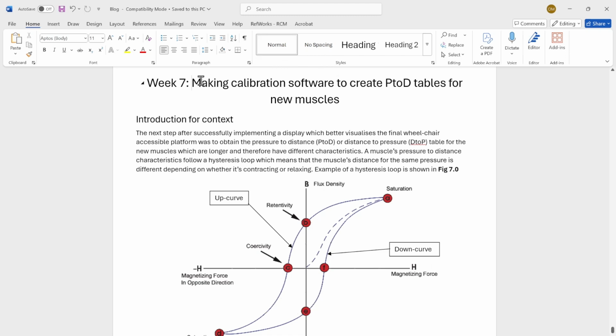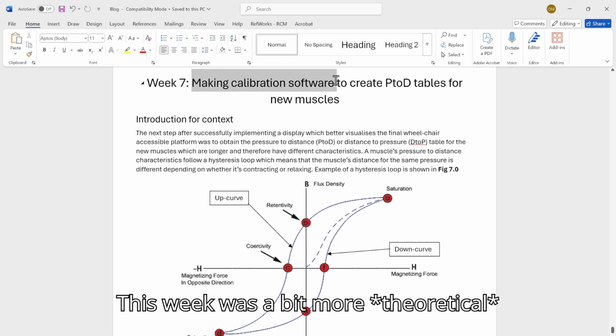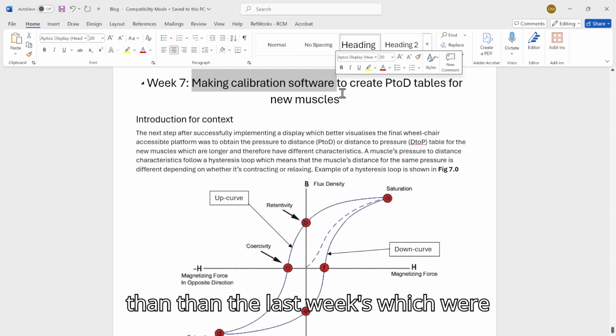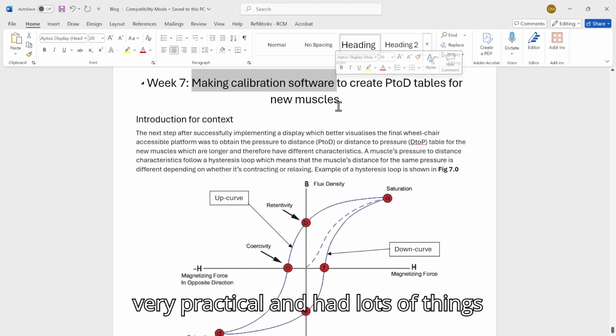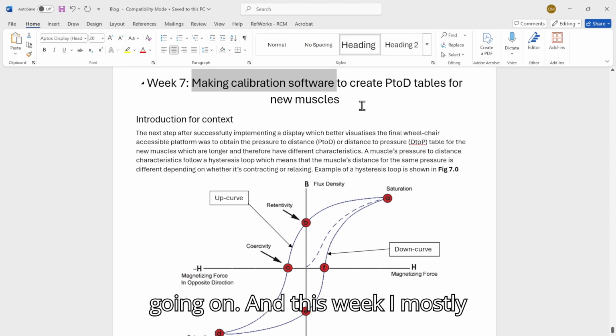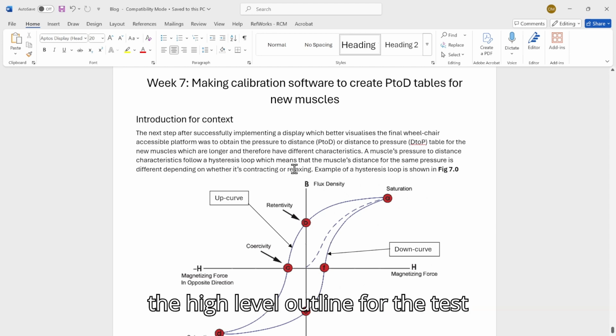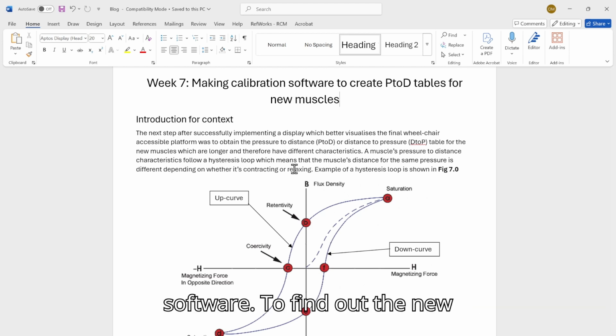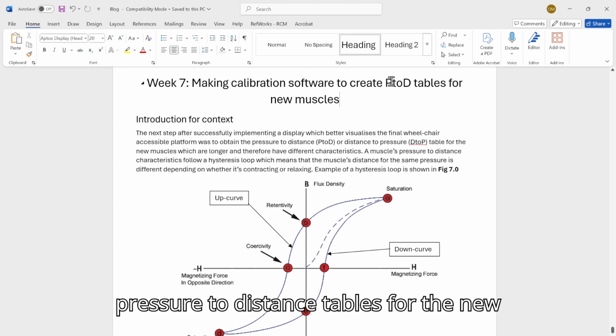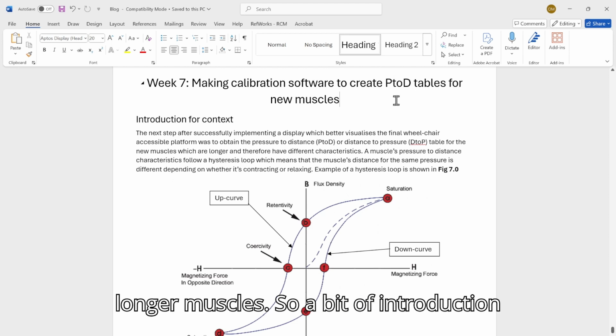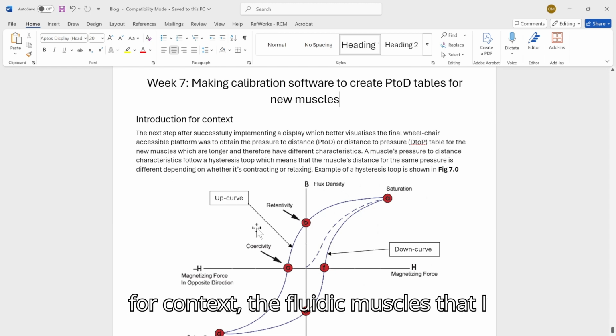This week it was a bit more theoretical than the last weeks, which were very practical and had lots of things going on. This week I mostly set out on designing the high level outline for the test software to find out the new pressure to distance tables for the new longer muscles. So, a bit of introduction for context.